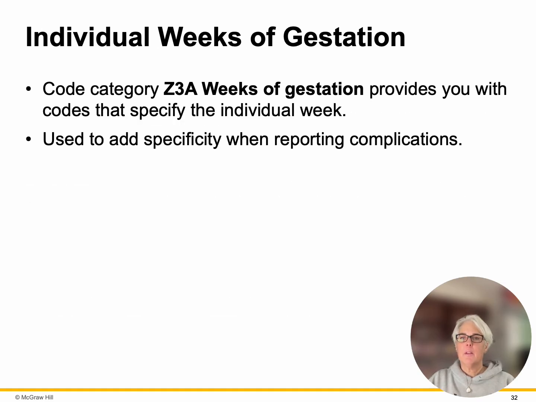Now I'm going to focus on the Z3A category for just a moment. For the individual weeks of gestation, Z3A gives me the exact week of gestation, like Z3A.20 for 20 weeks. I usually report a pregnancy complication code from the O chapter along with the Z3A code to add that extra level of detail. When I see something like 20 weeks and 3 days, I choose the code that best matches the completed week. So in every OB note, I'm scanning for the gestational age.